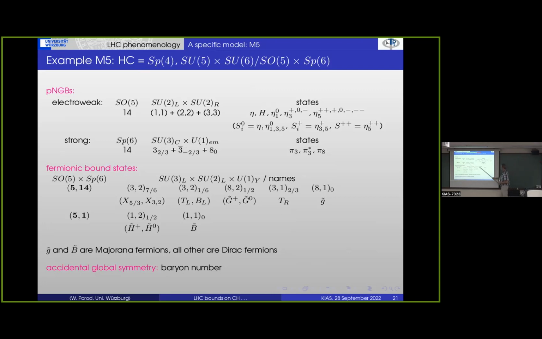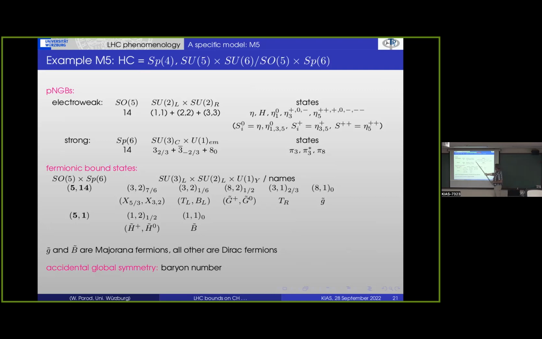In terms of quantum numbers, if you go in the electroweak sector for SU2 left, that's SU2R, you have the singlet, you have the bi-doublet, which contains the Higgs boson, then you have a bi-triplet. In the singlet, which we denote by eta, we're not interested in it here because this doesn't have any electroweak gauge couplings. It would only have electroweak gauge coupling while mixing with the other states.